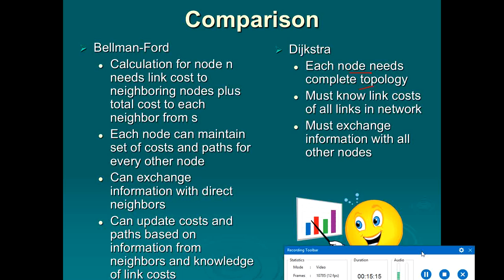So each node maintains a set of costs and associated paths. In step 2 of the Bellman-Ford algorithm, based on the information from its neighbors, knowledge of its link cost and paths, the cost can be updated. Whereas in case of Dijkstra's algorithm, step 3 requires that each node should have complete topological information. So in this case, all the topological information must be exchanged with the other nodes.